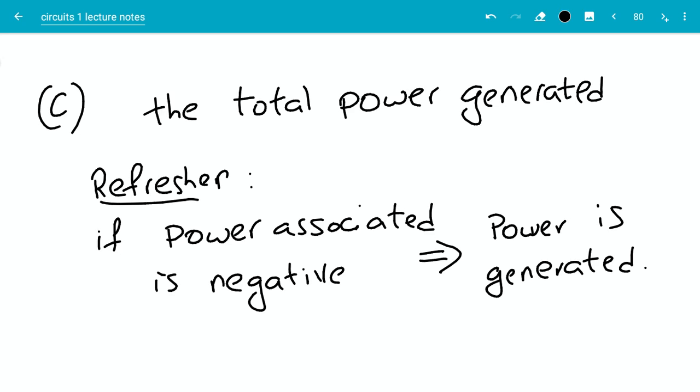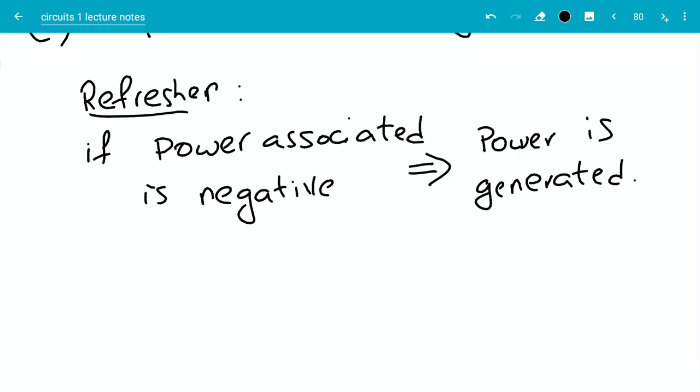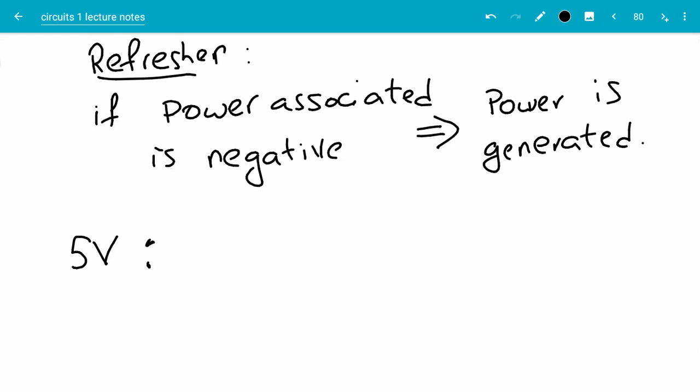Just as a refresher, if power associated with a component is negative, then that implies power is being generated. In the given circuit, we have some resistors, and we know resistors cannot generate power, so we only have to look at the sources. We have 4 sources here, and we will look at the power associated with each of those sources and see if they're positive or negative.